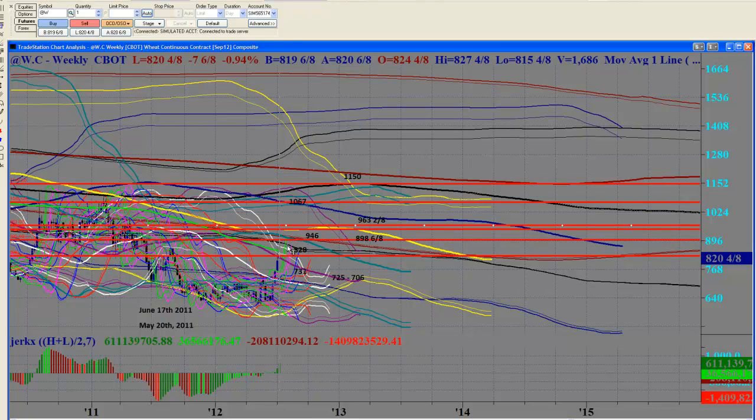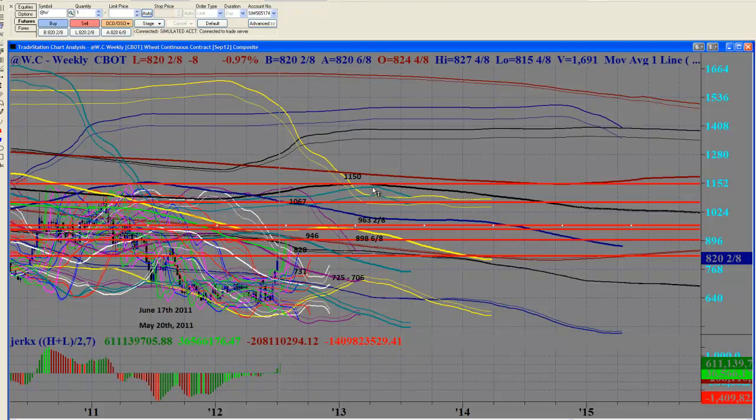So my concern is that even if this market decides to do another leg up, there's some major overhead resistance extending into the remainder of the year in the 946, even as low as 898 to 963 area. So there is some room to the upside. I would just say that I'd like to get in on a pullback before going there. Longer term, the 1067 area is formidable resistance, and the 1150 area.